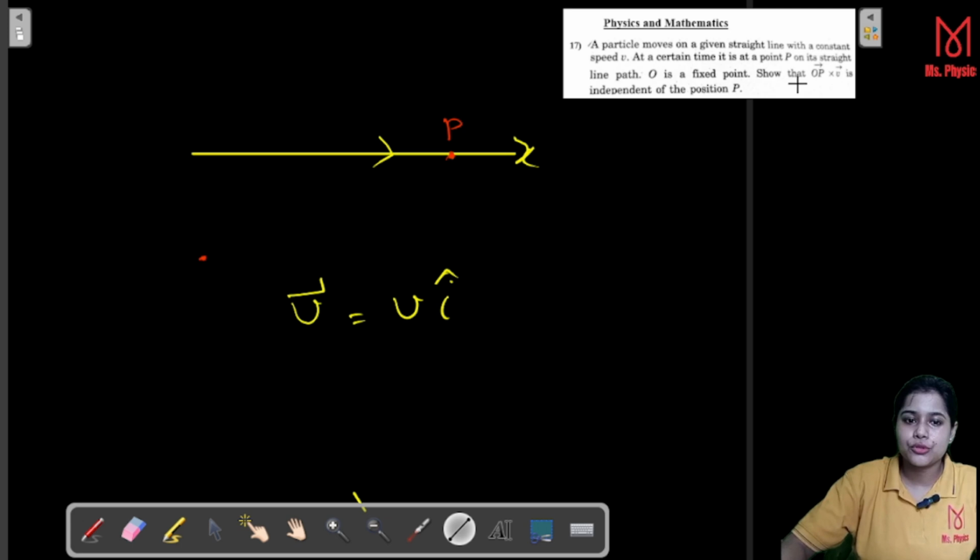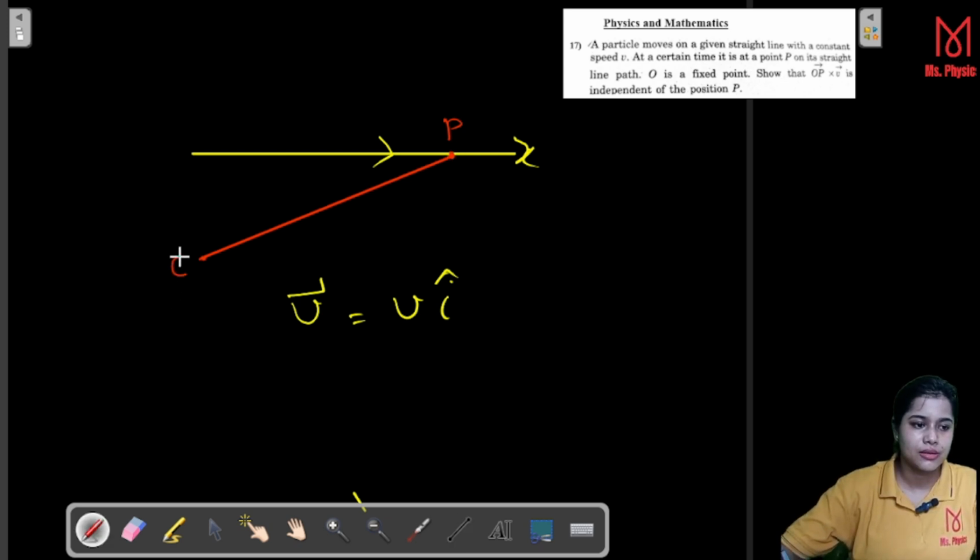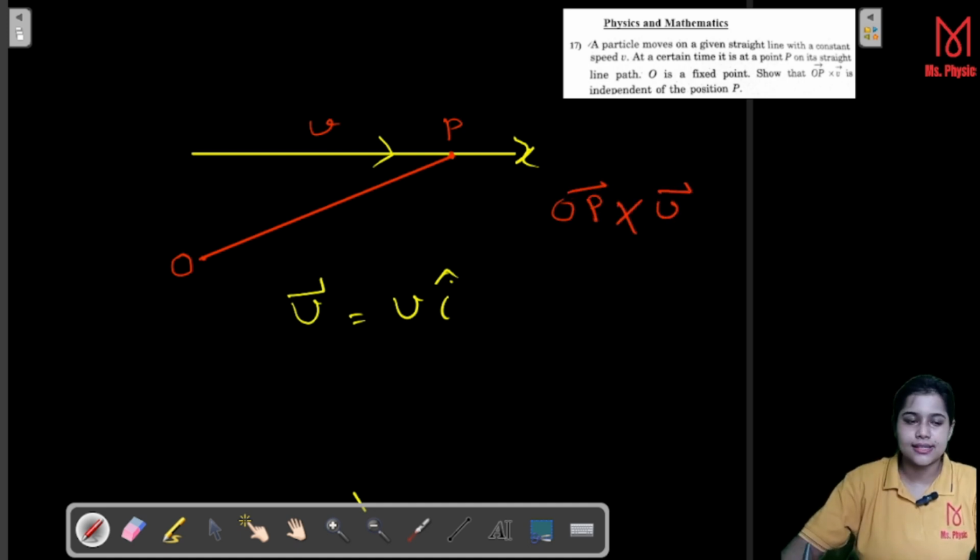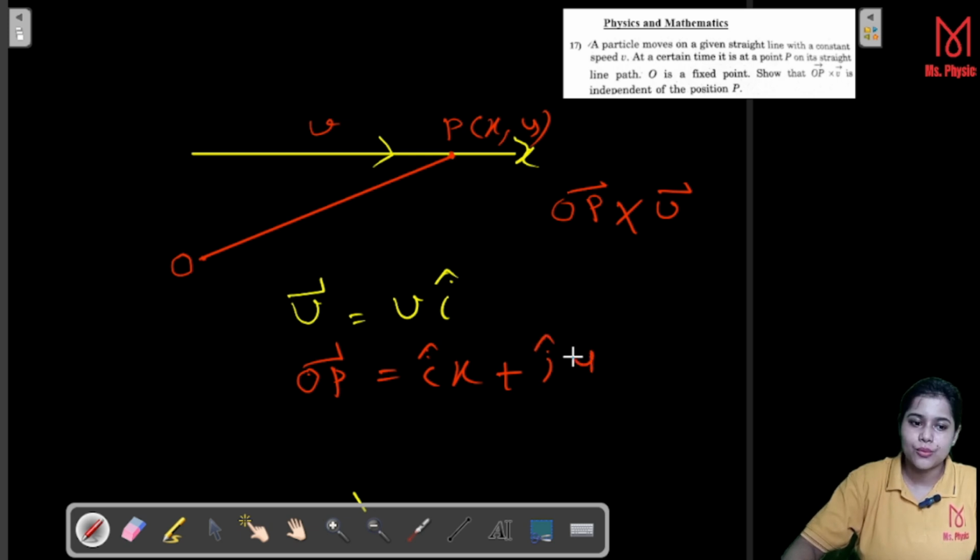Now you have to show OP cross V. Okay. OP cross V. So this is your OP. Okay. This is your OP and this is your V. Okay. You have to find out OP cross V. Now see, it's very easy. This is the point P. Obviously the coordinate of this point I am considering at x comma y. Then OP is equal to what we can write? i cap x plus j cap y. Okay. i cap x plus j cap y.